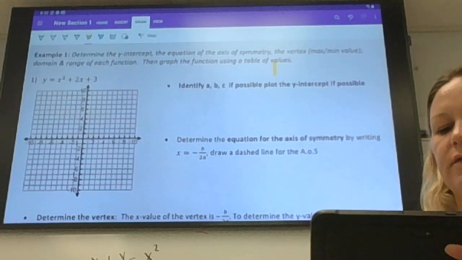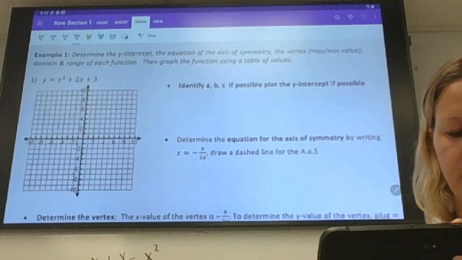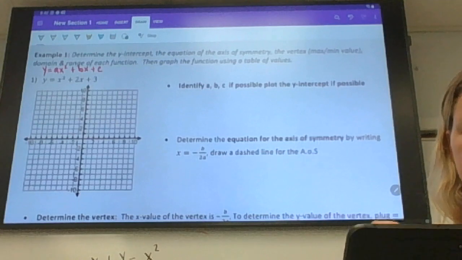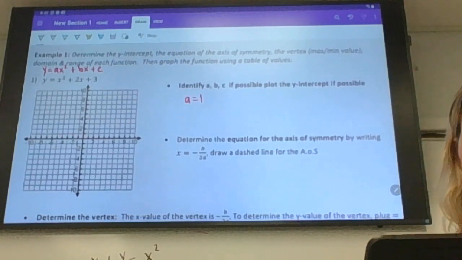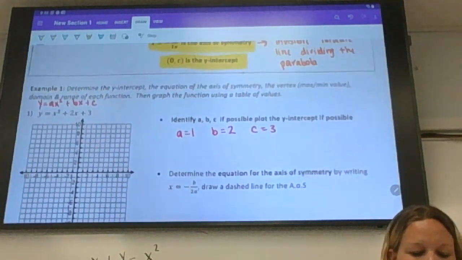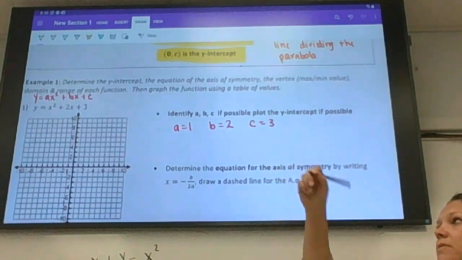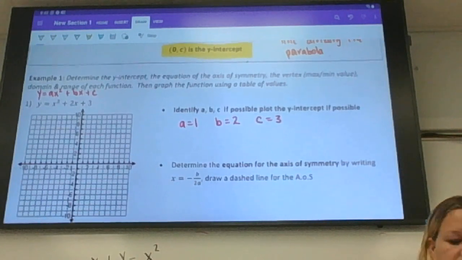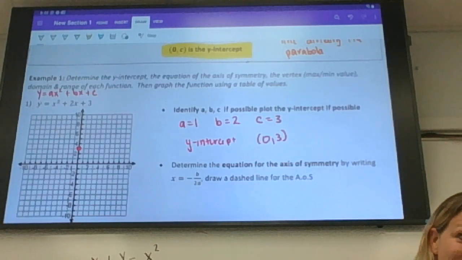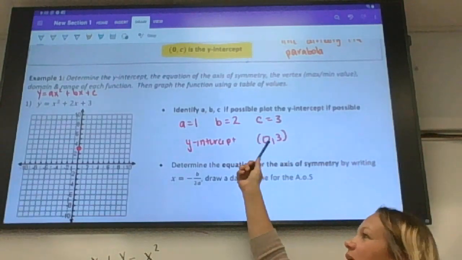So the first thing we'll do is identify A, B, and C. Thinking of y equals ax squared plus bx plus c. A is 1, b is 2, and c is 3. Based on the yellow information here about the y-intercept, does anybody feel like they can identify what the y-intercept is? Yeah. 3. So go ahead and plot it. We have our first point, 0, 3. Plot your point. We had a point at 0, 3.